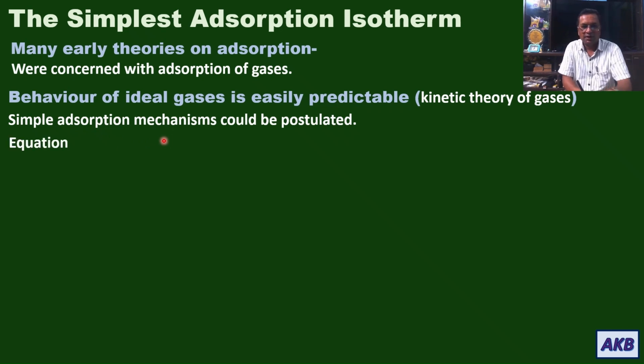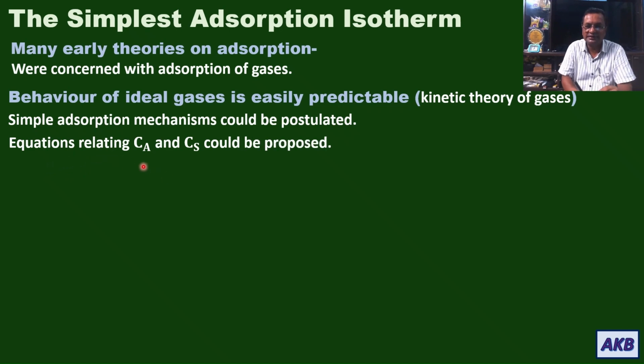This is one thing. Then you can get equations that relate Ca and Cs. So I hope you know Ca is concentration of the adsorbate in the fluid phase, and Cs is concentration of the adsorbate on the surface. So equations relating Ca and Cs can be proposed with the help of this kinetic theory of gases. So you can postulate the mechanism, and then you can derive equations that will describe the mechanism.